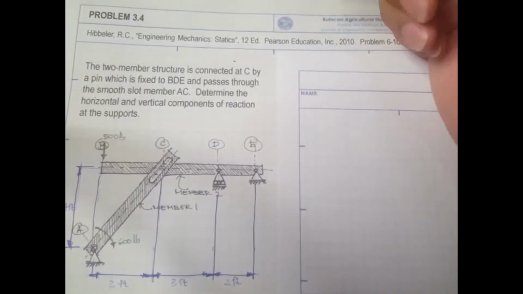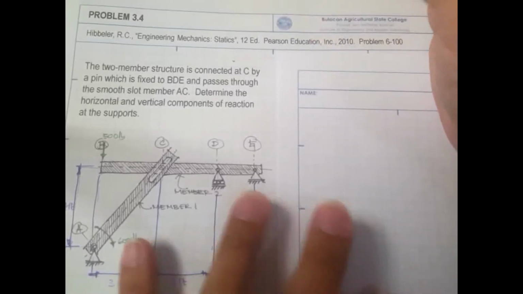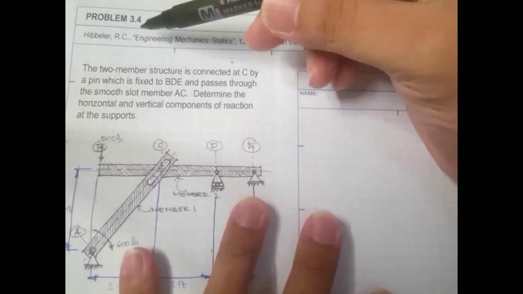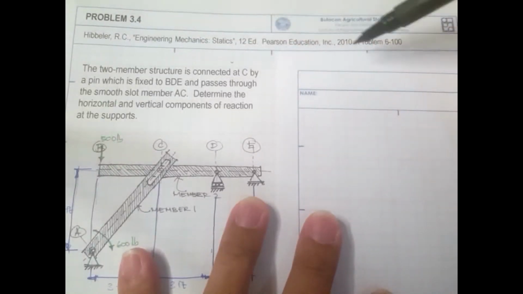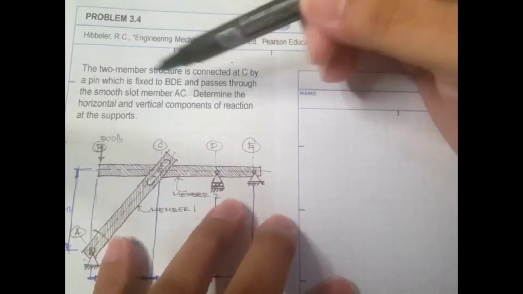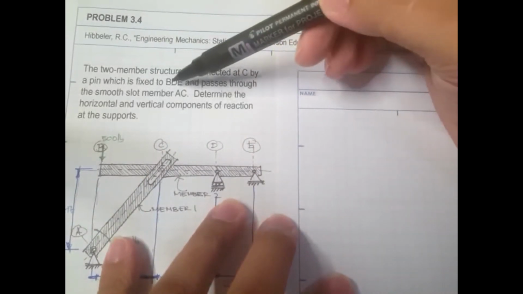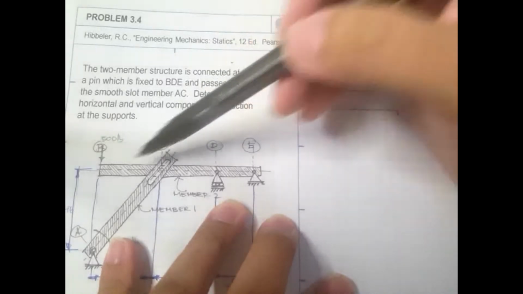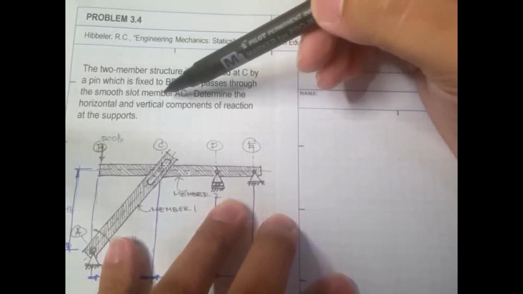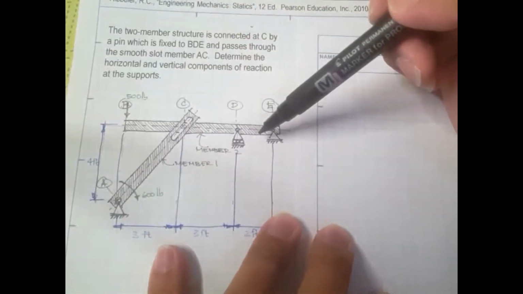This is our fourth sample problem for the topic in load analysis. This one is taken from the textbook of Hibbler, Engineering Statics, and the problem is 6-100. The problem says that the two-member structure is connected at C by a pin which is fixed to BDE and passes through the smooth slot member AC. So here is our structure.